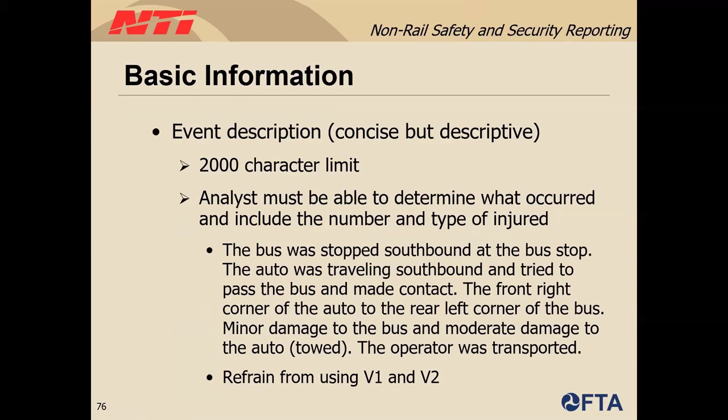The basic information screen also captures the event description. The description box can hold 2,000 characters. If you exceed the 2,000 character limit, a message will pop up that you exceeded the limit and you will not be able to continue to the next screen until you reduce the number of characters. The description should be concise but descriptive so that the analyst can understand what occurred, how it occurred, and should include the number and type of injuries or fatalities, and if any vehicle was towed. Also, please refrain from using codes such as IV to refer to a vehicle or using vehicle as vehicle one or vehicle two. The analyst has to be able to determine who hit whom and how, and not all reporters refer to IV as the transit vehicle.